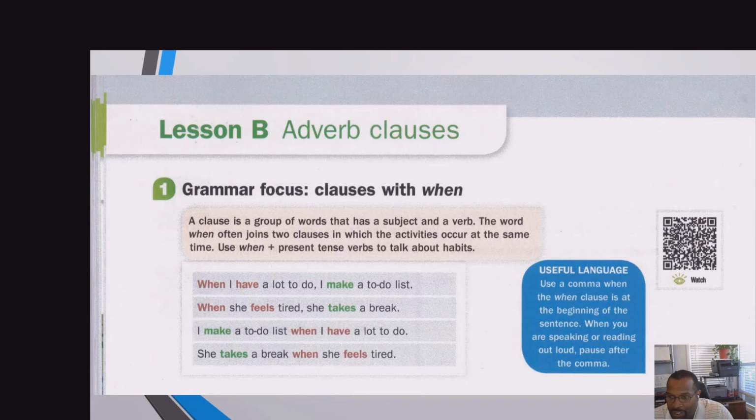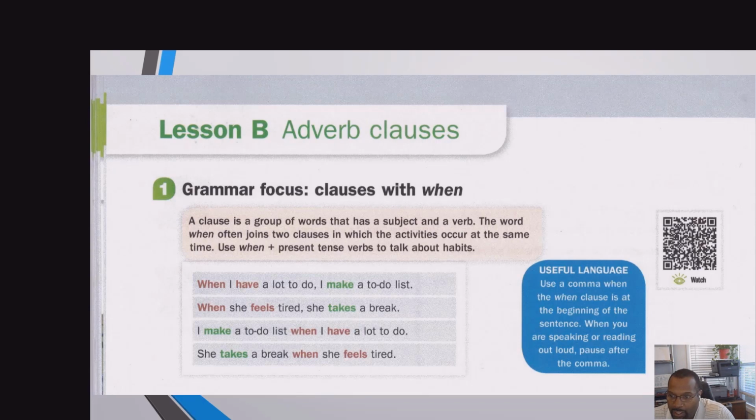When she feels tired, comma, she takes a break. Right? When she feels tired, comma, she takes a break. Now notice here, when we have the word when at the beginning of our sentence, right? Well, actually, we could say when we have the word when at the beginning of our clause, because these are two clauses. All right, this sentence is made up of two clauses.